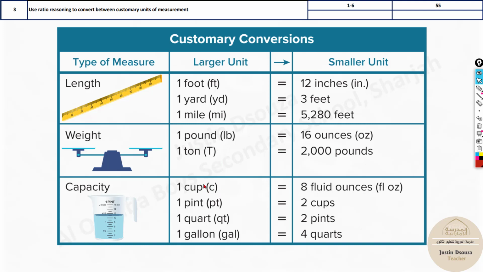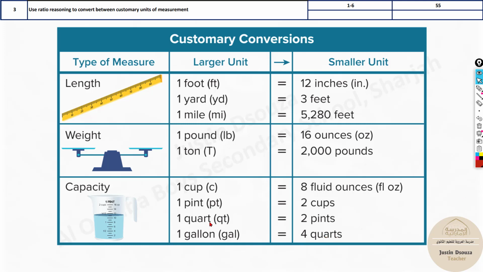Now, what about cups? Cups, about fluid ounces. Now, we are talking about fluid ounces. 1 cup is 8 fluid ounces, whereas 1 pint is 2 cups. If you add 2 cups, it will be 1 pint. See, half of this is 1 cup. These 2 cups will be 1 pint. And then a quart is 2 pints. And lastly, a gallon is 4 quarts.